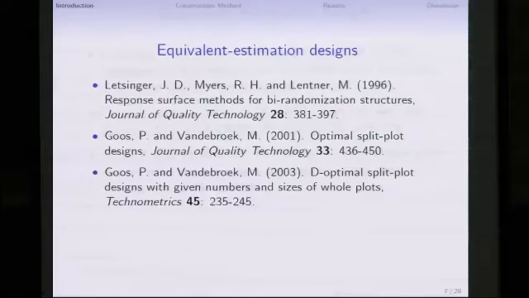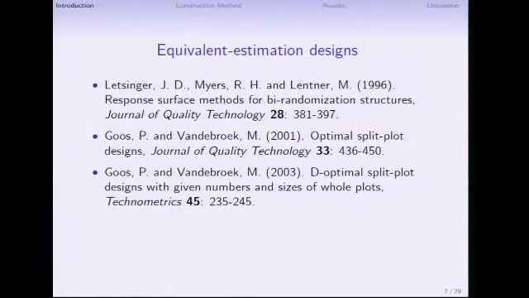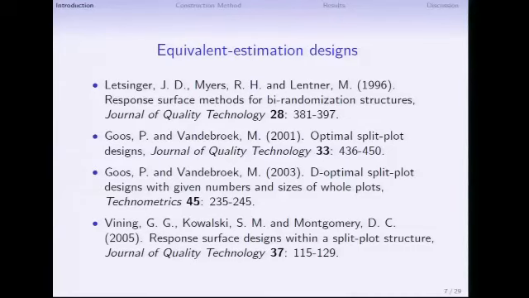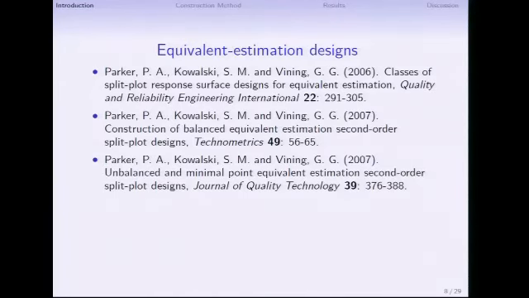Goos and Vandebroek showed that a lot of two-level factorial designs and fractional factorial designs guarantee this equivalent estimation property. Vining, Kowalski, and Montgomery, and Parker, Kowalski, and Vining introduced a new class of second-order equivalent estimation designs, which are constructed by modifying central composite designs and Box-Behnken designs.